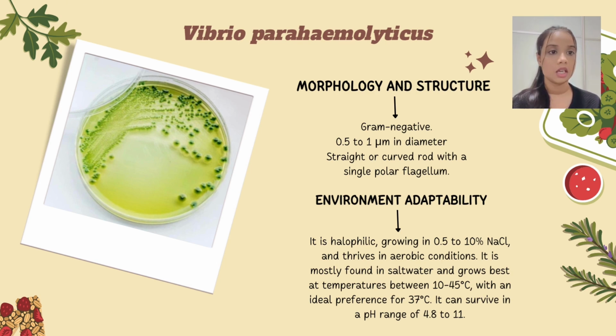Environment adaptability. It is halophilic, growing in 0.5 to 10% NaCl, and thrives in aerobic conditions. It is mostly found in salt water and grows best at temperatures between 10 to 45 degrees centigrade, with an ideal preference for 37 degrees centigrade. It can survive in a pH of 4.8 to 11.